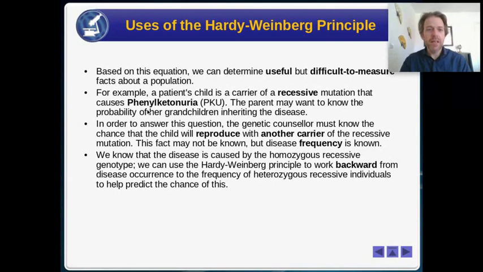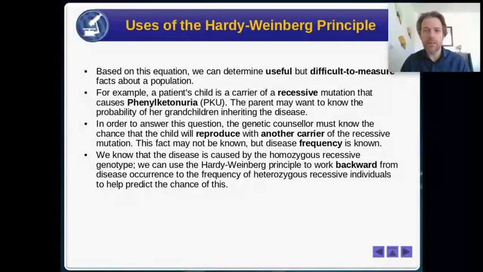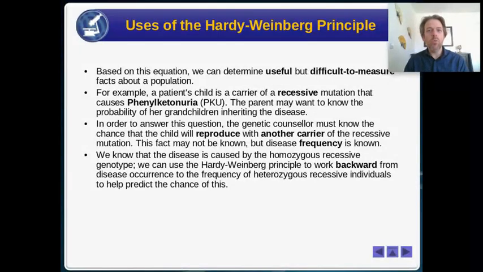So here we've got a patient's child. He's a carrier of the recessive mutation for PKU. The parent of the child wants to know the probability of her grandchildren inheriting the disease. So you've got a grandmother who's got a child, well, not a grandmother yet, a mum who's got a child. That child is heterozygous, so they know that they're a carrier. What's the chance of them meeting someone and having a kid who will then have PKU?